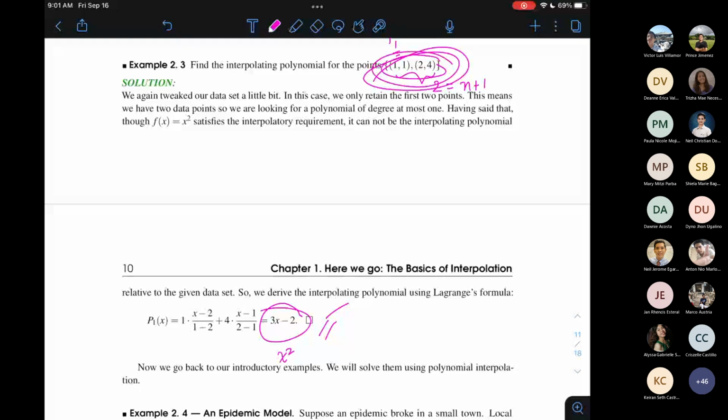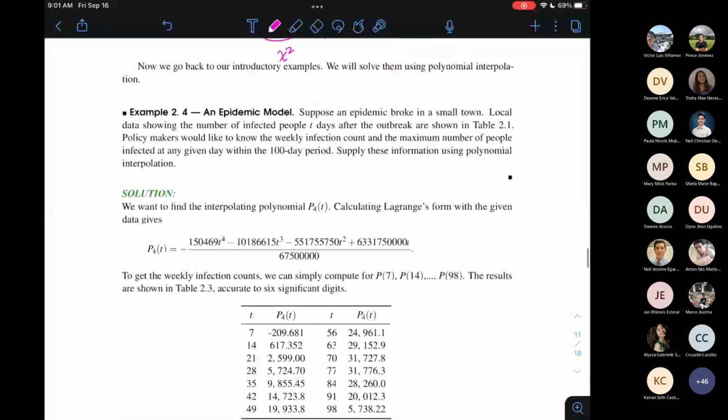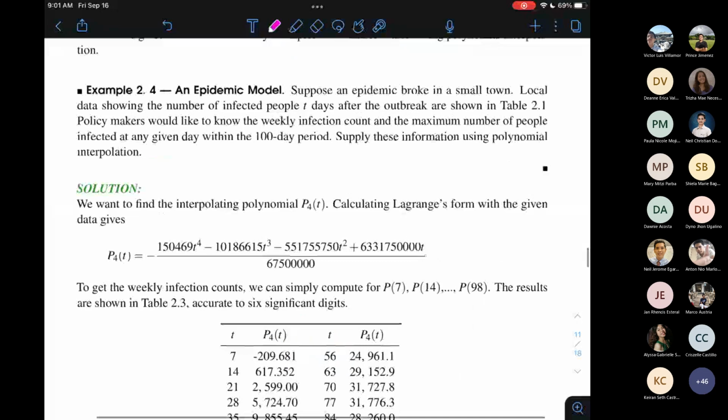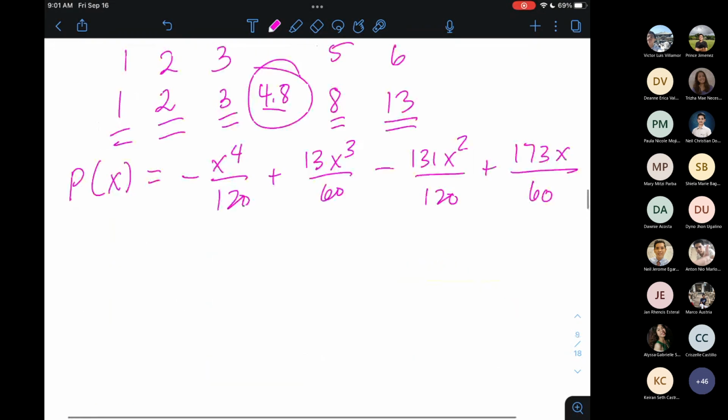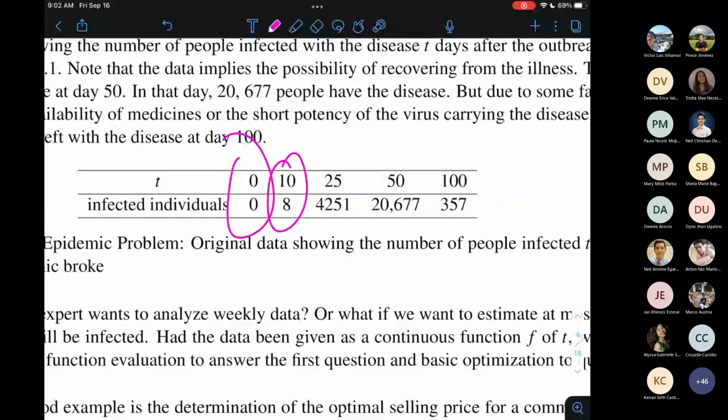Right? Sige, punta natin yung mas challenging. Balikan natin yung epidemic model natin from last time. I said, meron tayong table of data sa table 2.1 yata yon na nagpapakita ng number of infected individuals due to the disease. Scroll ko lang pataas. At this particular days. Day 0, wala pang infected. Day 10, may 8 infected. Day 25, meron ng 4,000 plus, and so on, all the way up to day 357.